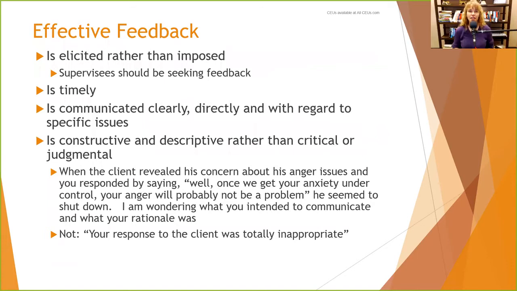Effective feedback is timely. You don't want to just say, oh, I'll get to it, and then forget to mention it in this supervision session, and two or three more supervision sessions go by and then you're like, oh yeah, last month you had this case. That's not effective. You want to modify the behavior, so put the modification in as close to the behavior as it happens.